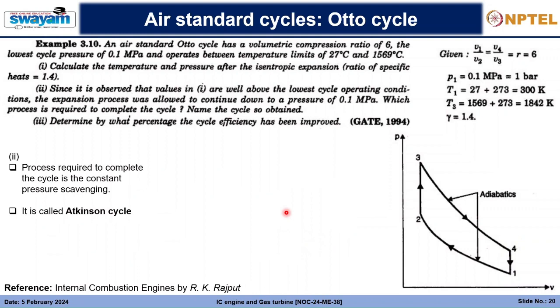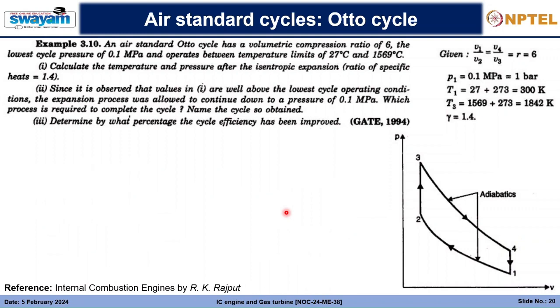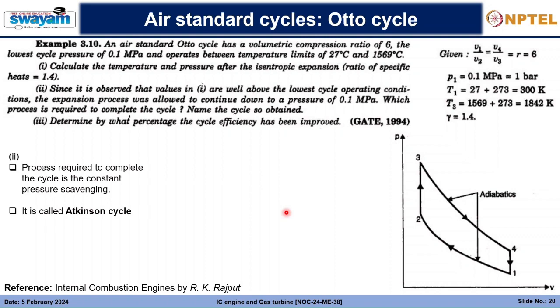The second point is a little bit tricky. Since it is observed that the values in part 1 are well above the lowest cycle operating conditions, the expansion process was allowed to continue down to a pressure of 0.1 megapascal. Which process is required to complete the cycle?